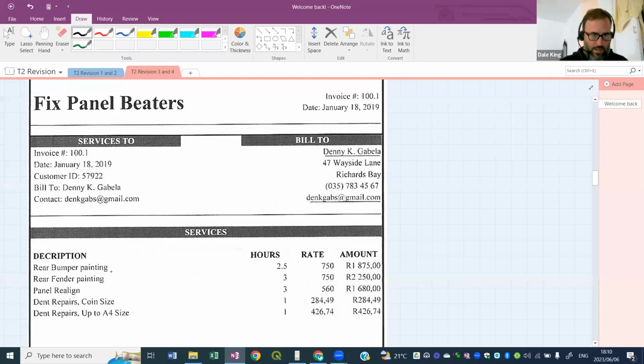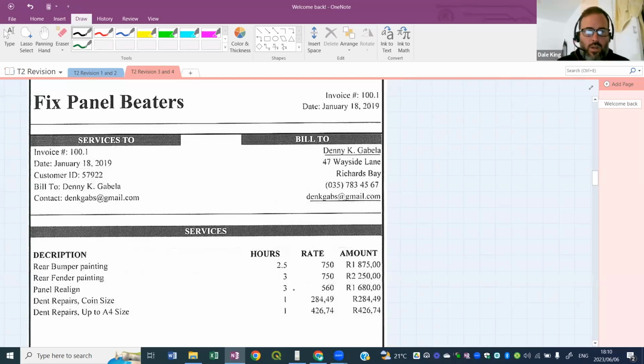And then down here, these are the items and the description. We've got rear bumper painting, rear fender painting, panel realign, dent repairs, coin size dent repairs, and dent repairs that are up to an A4 size. Those are all the items of work that they did. And then on the right-hand side here, we've got the hours column. They did most of the work on these two, 3 hours each, 2.5 on the first one. And these last ones look like smaller items.